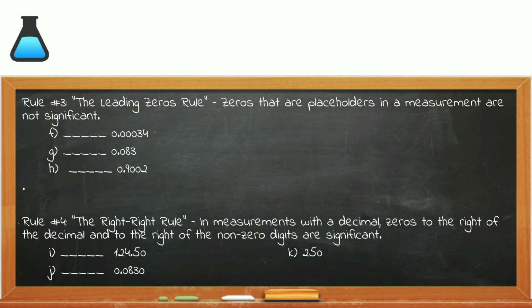And for letter K, there's no decimal in the number. So this number, 250, is written with no decimal. When there's no decimal, then the ending zeros are not significant. So this value has 2 significant digits.